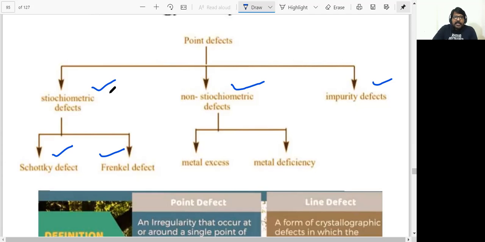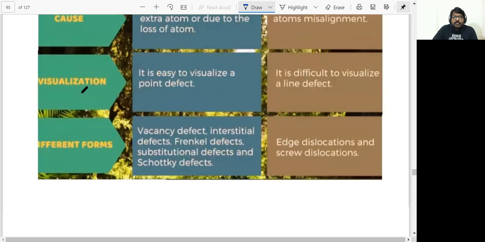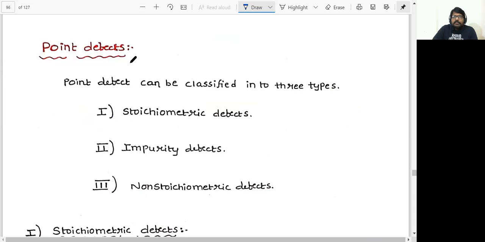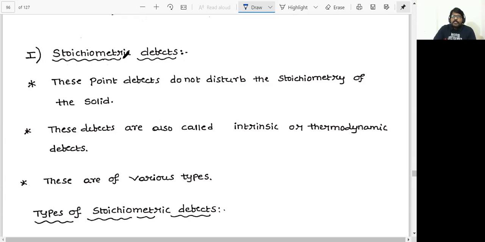So point defects are classified into three types: stoichiometric, non-stoichiometric, and impurity defects. Stoichiometric defects means they do not disturb the stoichiometry of the solid. First, let us take stoichiometric defects. Basically, these are point defects, and they do not disturb the stoichiometry of the solid. The stoichiometry of the solid is retained.